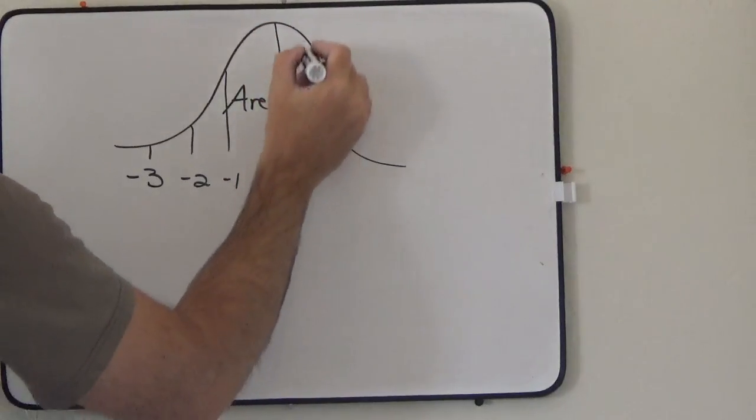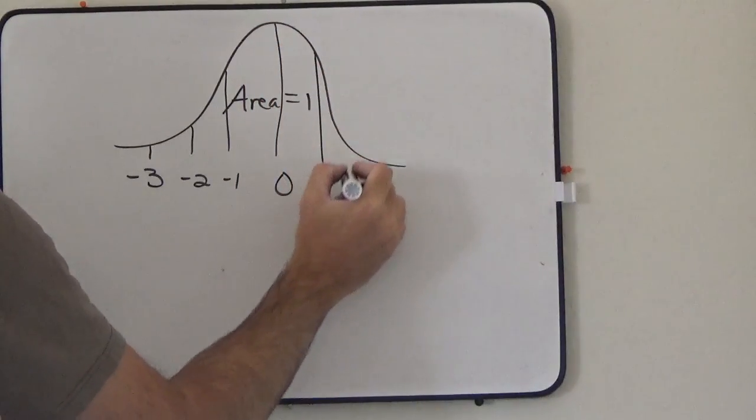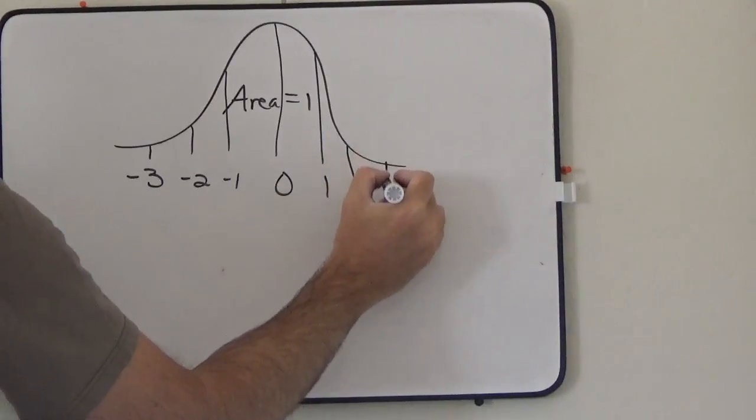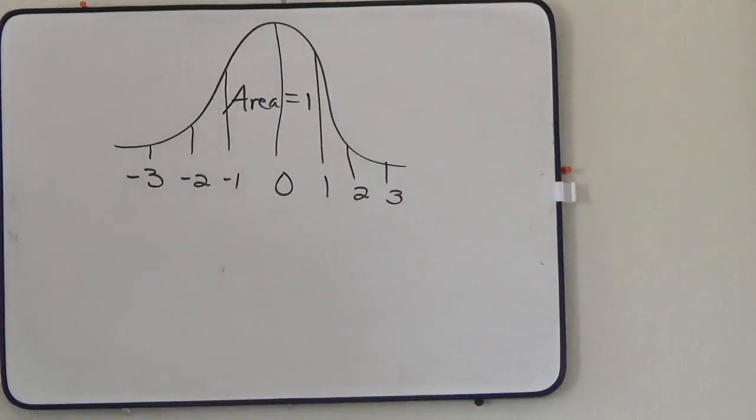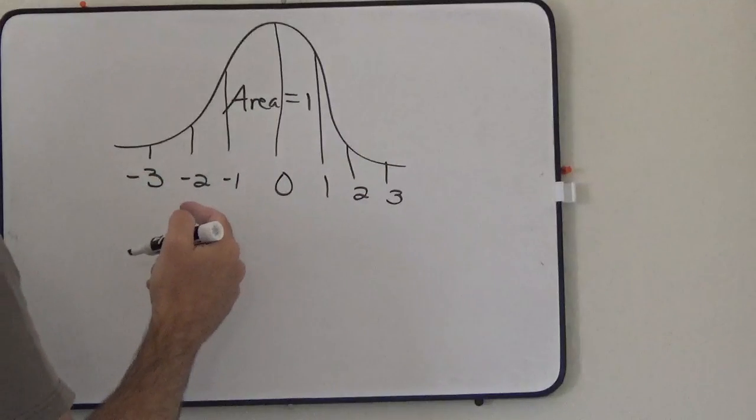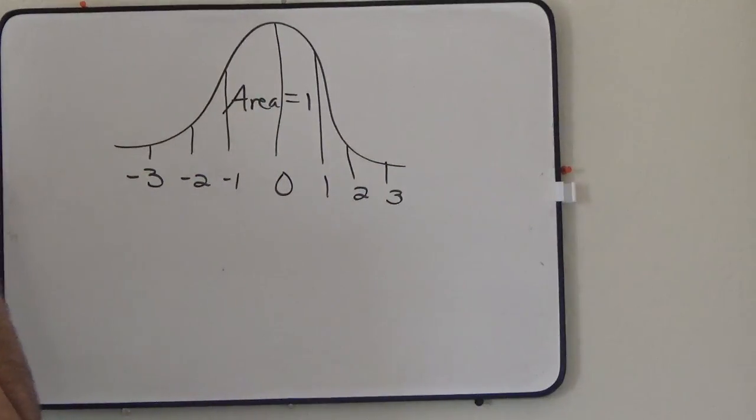Our mean is 0, +1, +2 deviations, +3 deviations. Each of those lines represents a deviation from the mean. Hopefully that looks a little bit familiar to you.